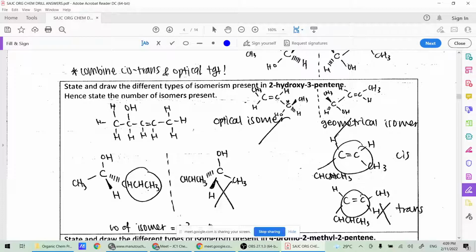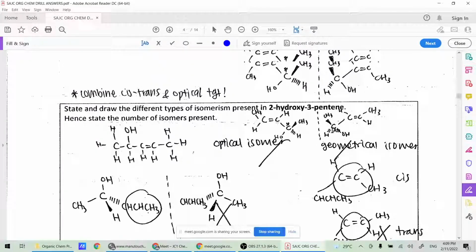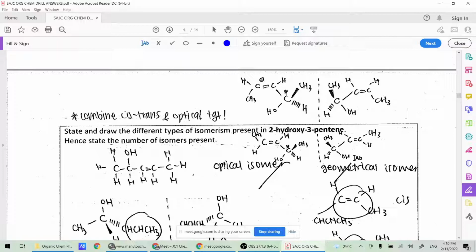But I think let's look at the cis trans first. So optical isomer and geometric isomer. Looking at geometric isomer, just make sure that your cis trans is right, the cis being on the same side, trans being on opposite sides. This one is the correct one, where it's actually a better representation of both the cis trans and the optical. First you draw the cis, then you draw the mirror for it. Then you draw the trans, then you draw the mirror for the trans.